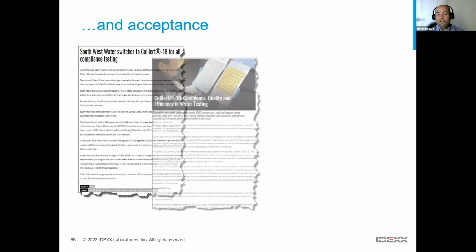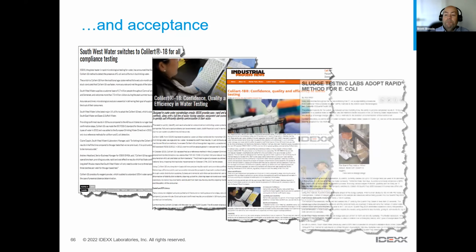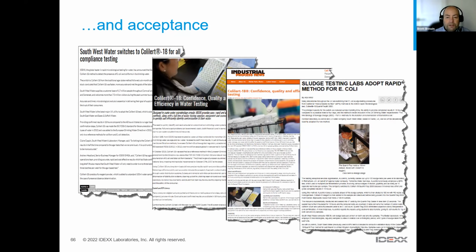And these acceptances lead to a lot of acceptance within laboratory. They trust the data, they see the data from independent sources, and so our customers are happy to use our product with confidence.